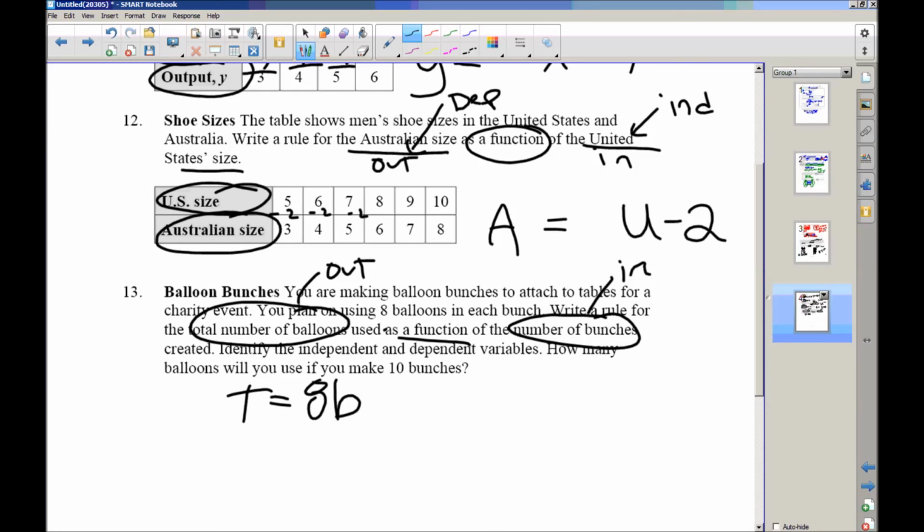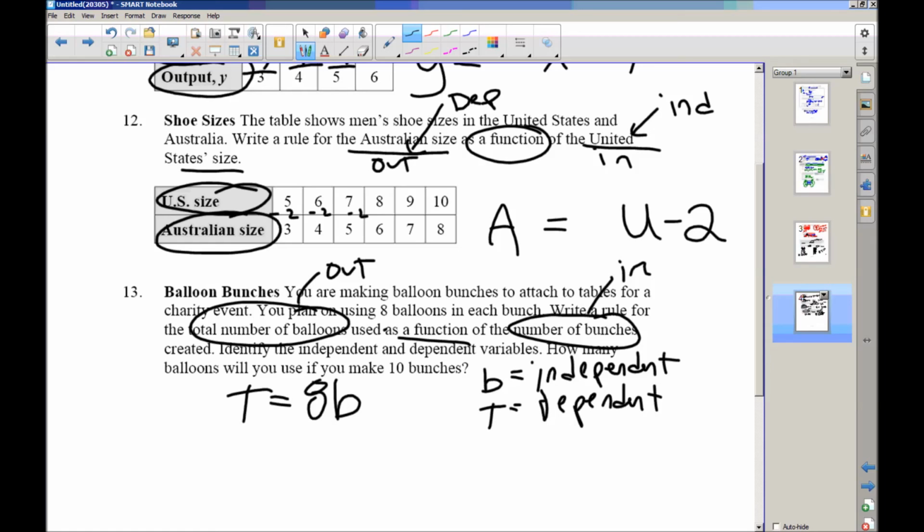Okay? All right, now it says identify the independent and dependent variables. So the independent variable is always the input variable. So B is the independent one. I can decide how many bunches I want to make, but the total balloons is going to be dependent upon how many bunches I was making. Okay, so that's the dependent variable.